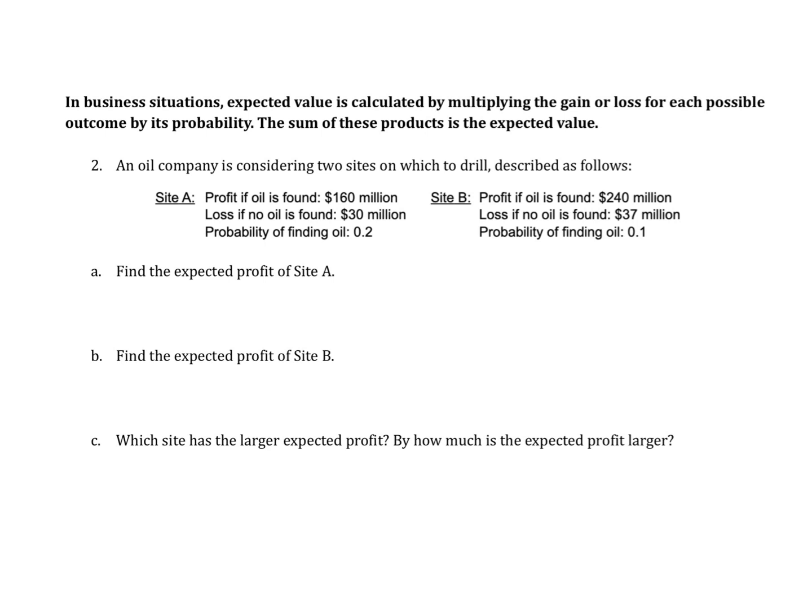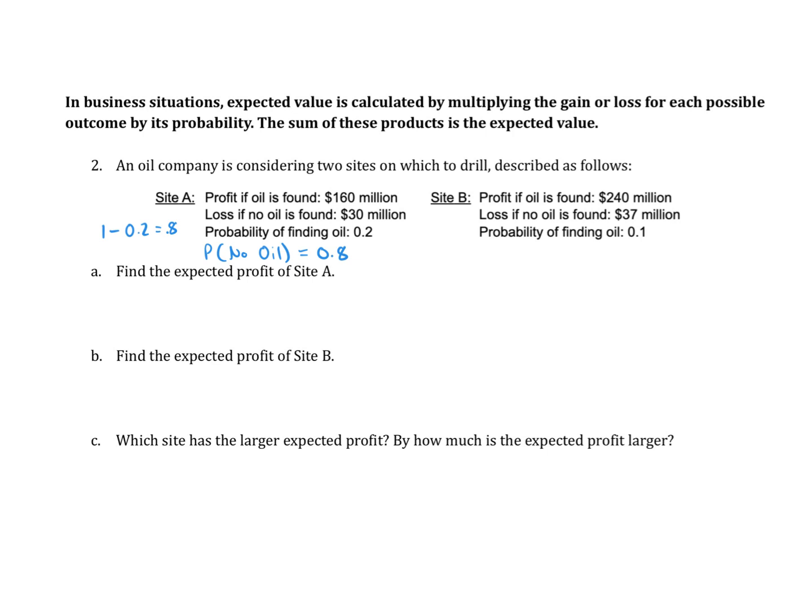So let's take a look at this example. An oil company is considering 2 sites on which to drill, described as follows. For site A, the profit if oil is found is 160 million. The loss if they don't find oil is 30 million. The probability that they find oil is 0.2. We also need the probability that they do not find oil. If the probability of finding oil is 0.2, we can do 1 minus that probability and we get the probability that they do not find oil, which would be 0.8. Remember, the probability of an event plus the probability that the event does not occur have to add to 1. It's like a 20% chance of finding oil. You have an 80% chance that you wouldn't find oil in percent form.